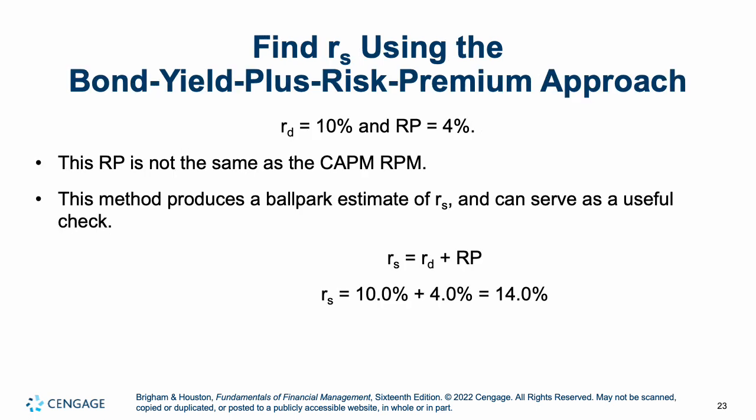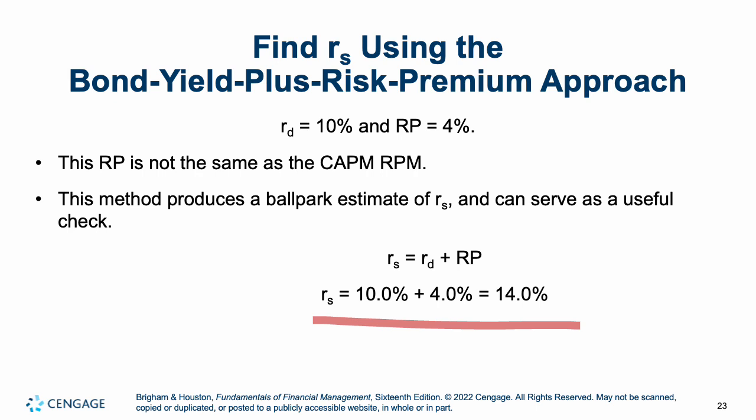And finally, the bond yield plus risk premium. This is not the same as the CAPM risk premium. This is the risk premium for bonds. So you add that to the cost of debt, and it gives you a ballpark estimate, 14.0. So they're all pretty close. One was a little over 14, one was a little under, one was exactly 14, and it can serve as a useful check as well.